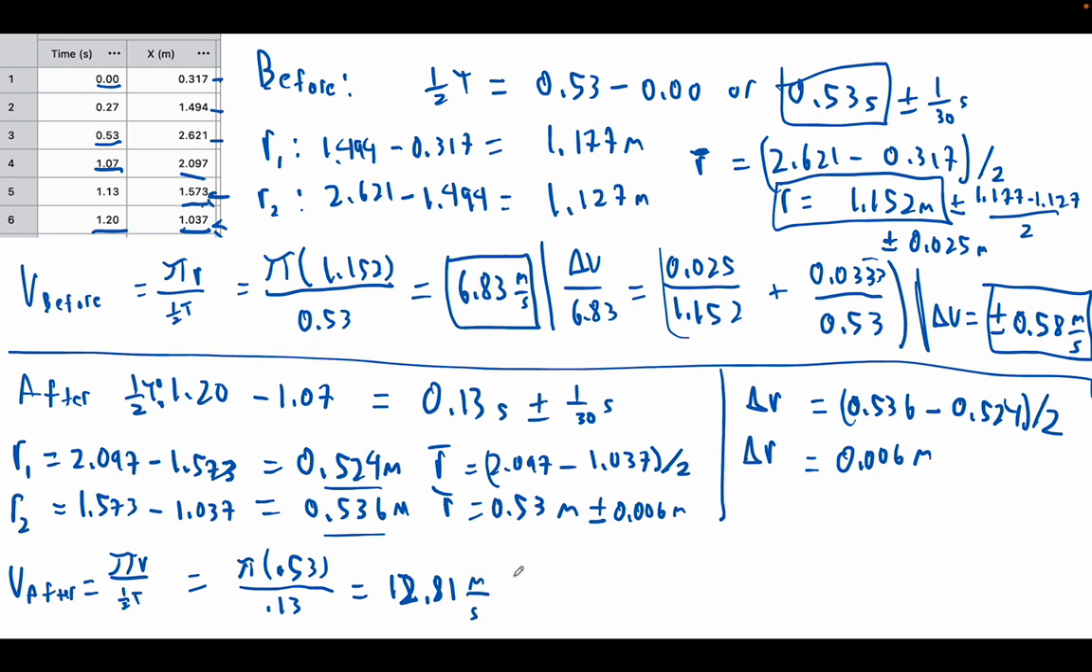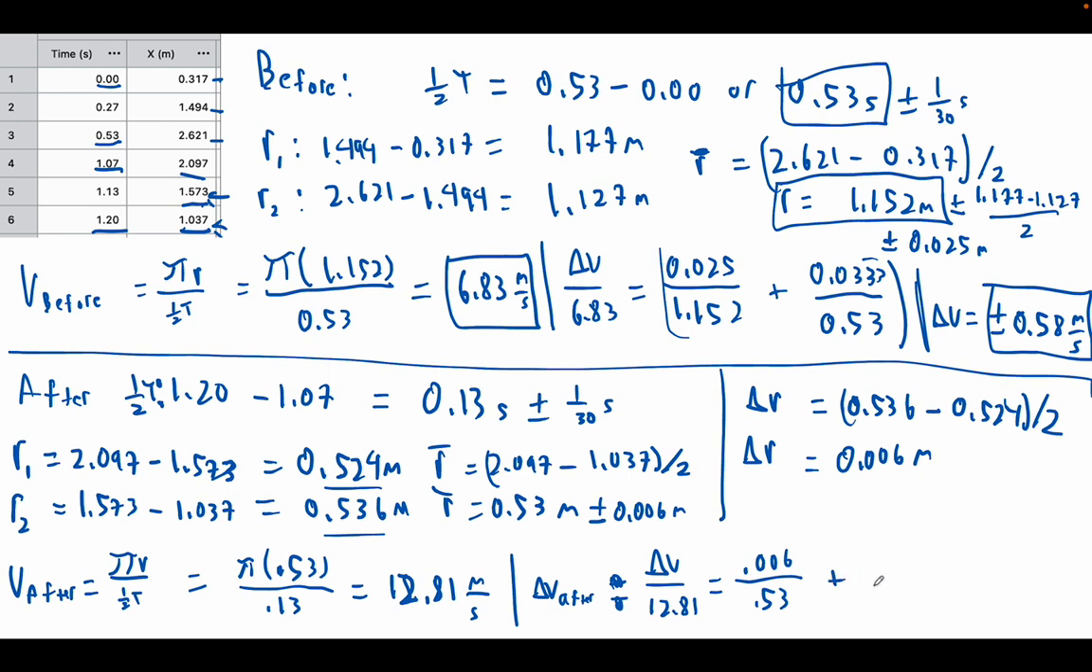But we don't know if it's faster by more than the uncertainty. That's what we're going for. So now we have to figure out the uncertainty. The uncertainty, the delta V after, is going to be significantly more because the period's so small. We go delta V divided by 12.81. Here's how we're doing it: it's going to be the uncertainty of the radius, 0.006 over the radius of 0.53.